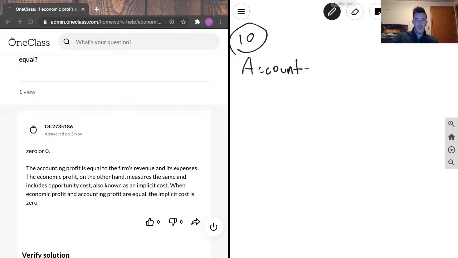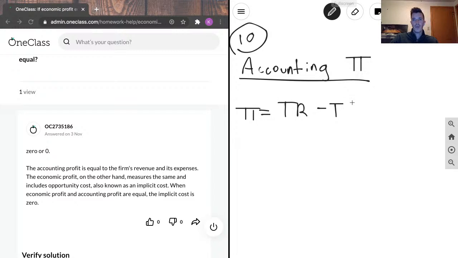So we've got our accounting profit. With that, profits are going to equal our total revenue, TR, minus our total cost, TC. In the accounting sense, our total cost is going to equal fixed costs, costs that don't vary by output, and variable costs, costs that are attached to the number of sales.